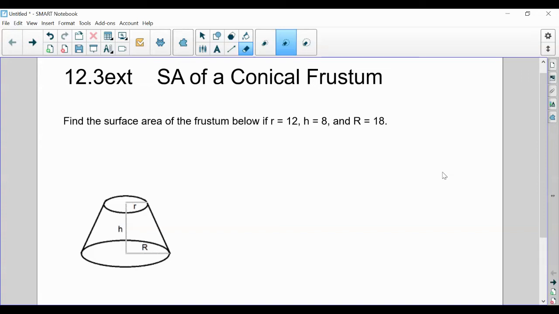Hello geometry class, and welcome to this video, which is an extension of section 12.3, where we're going to take a look at the surface area of the conical frustum. So the conical frustum is this shape down here.